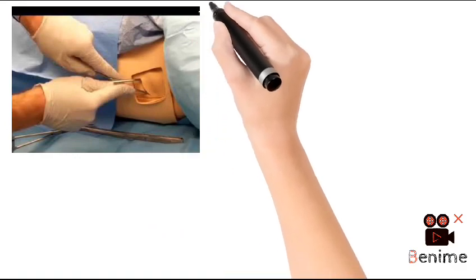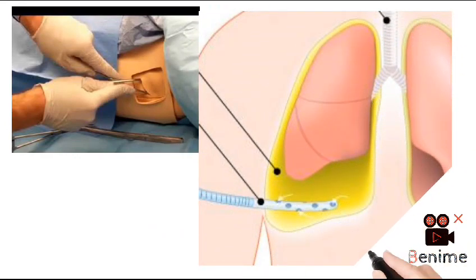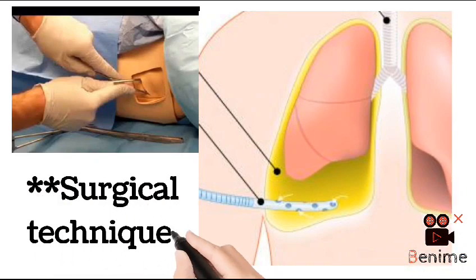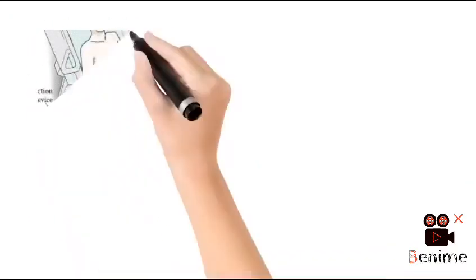Chest tubes are inserted through a small incision in the chest wall, typically in the mid-axillary line, the area along the side of the chest. The tube is then advanced into the pleural space under sterile conditions using a surgical technique.